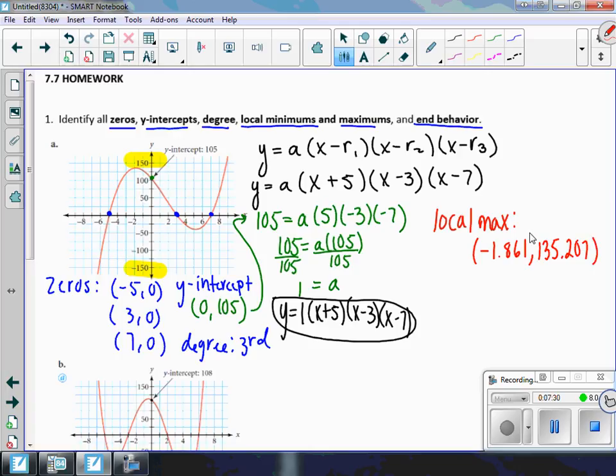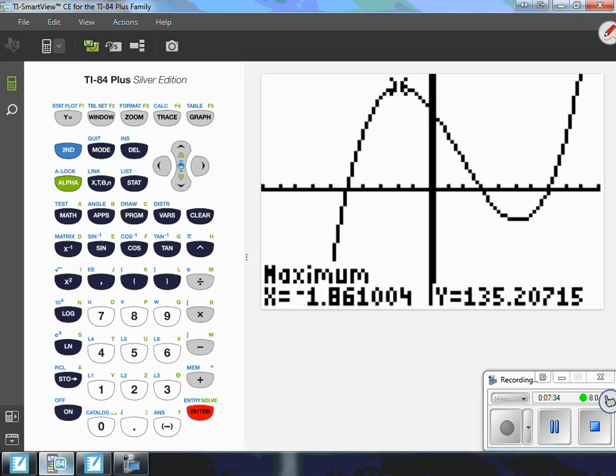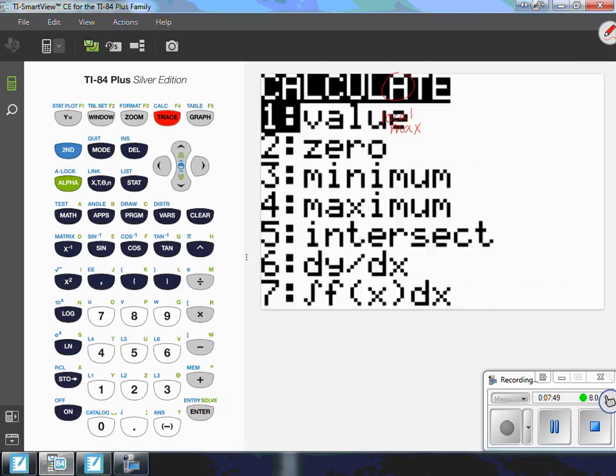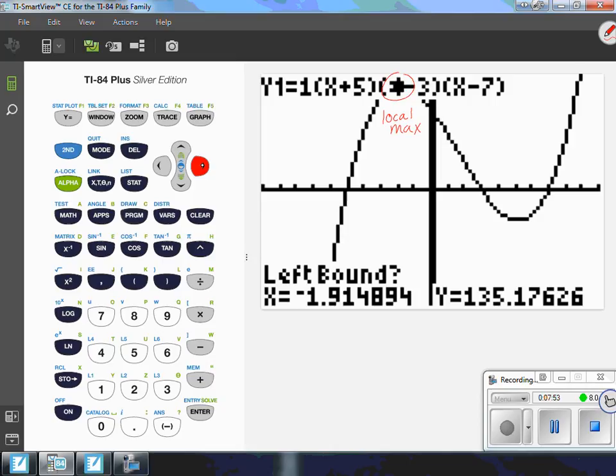Local max done. If you notice, there is only one local max on our graph. There's only one. Just this point right here is our local max. I now would like to find the local min. To find your local min, you're going to again go into second, trace, but this time choose option number 3, minimum.